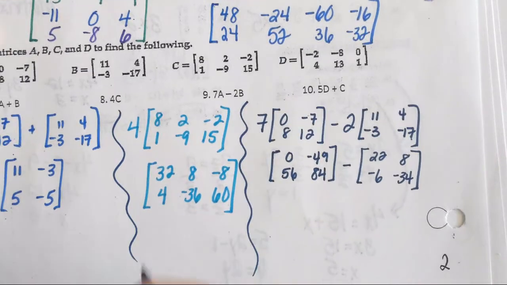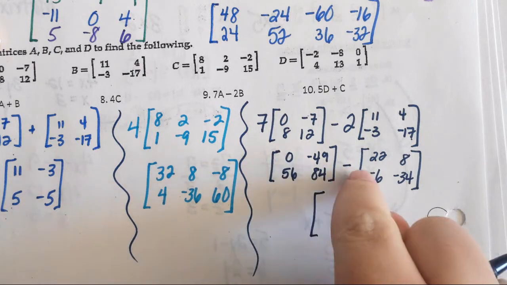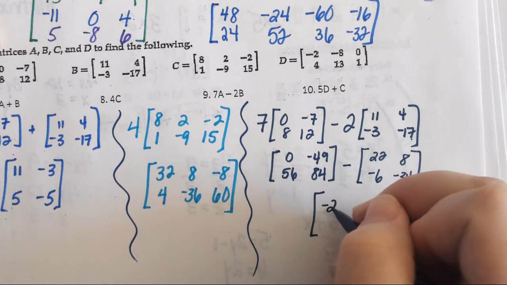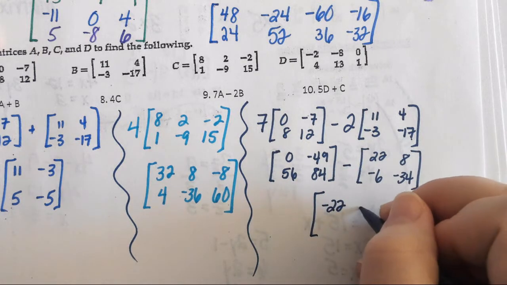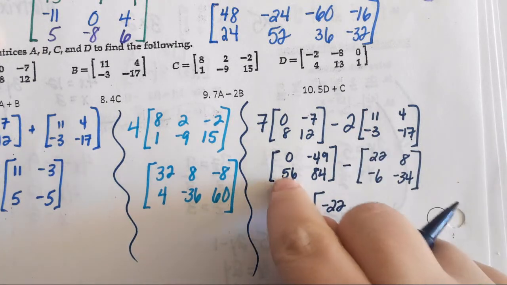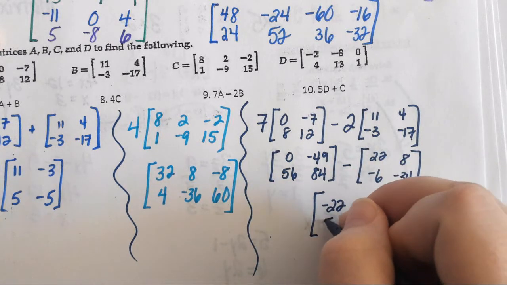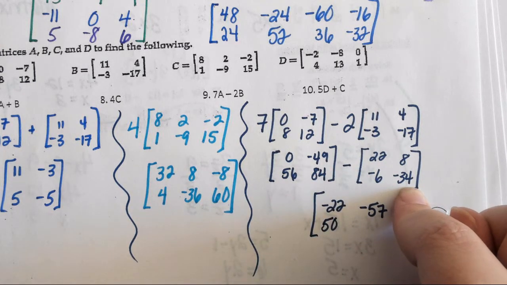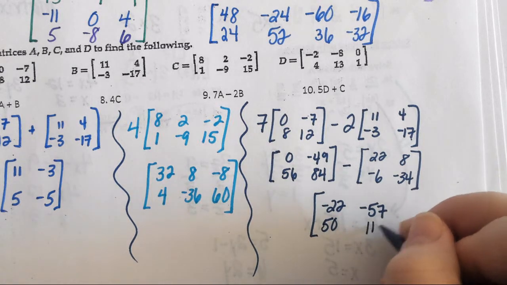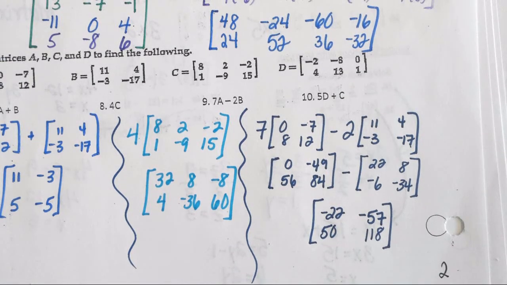But we're not done. We still have 2 matrices on the screen. We would really like to have only 1. 0 minus 22 is negative 22. Negative 49 minus 8 is negative 57. 56 minus negative 6 ends up being 56 plus 6, which is just 62. 84 minus a negative 34 ends up being 84 plus 34, which is 118. So we're done with number 9.